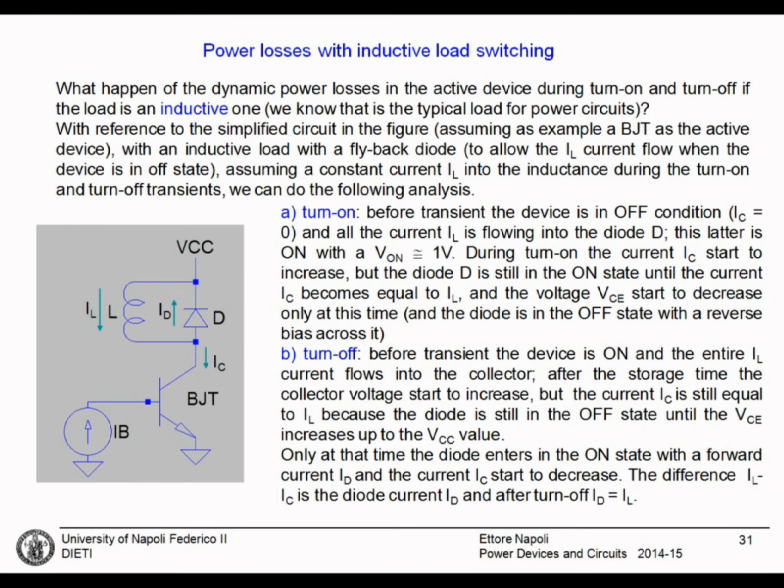Only now does the diode go into the forward bias condition, the current through the diode increases, and the current through the device decreases and goes to zero. Also in this case, the voltage increase happens with the maximum current through the device, and this will increase the power dissipation.